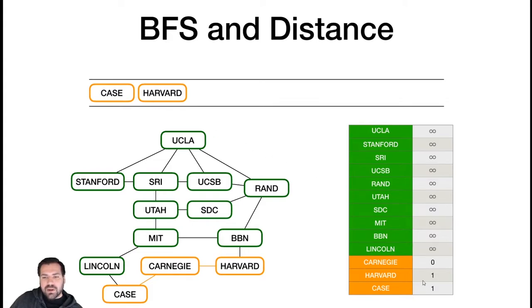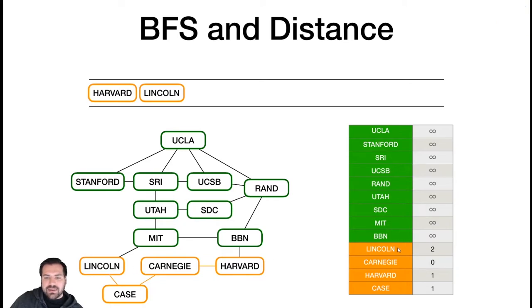But we're also going to update this map by saying Harvard, the distance from Carnegie to Harvard is equal to the distance from Carnegie to wherever I came from, in this case Carnegie itself, plus 1. So we're at Carnegie, we took one more edge, and we update those values, explore them, add them to the queue. We're going to process Case next. Case is going to find Lincoln.